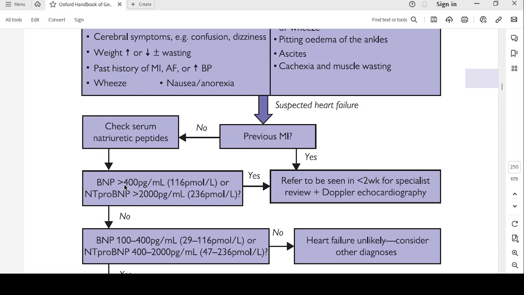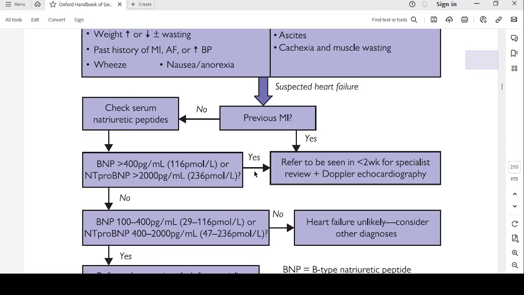So BNP is more than 400 picograms per milliliter or 116 picomoles per liter. So these are two values, 400 picograms or 116 picomoles per liter, or NT-proBNP. This is highly specific: NT-proBNP more than 2000 picograms or 236 picomoles. Then refer to be seen in less than 2 weeks for a specialist review plus Doppler echocardiography. So you will refer for a Doppler and a specialist review within 2 weeks.